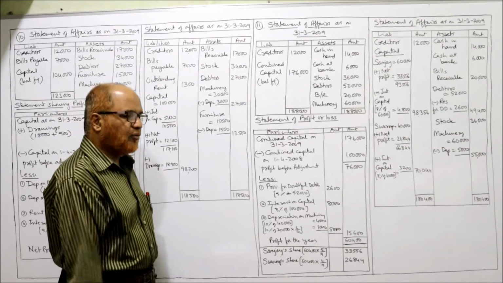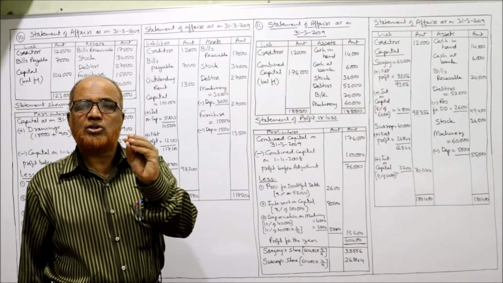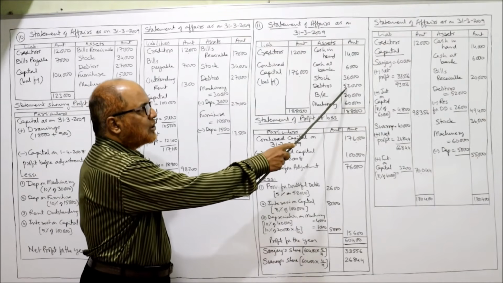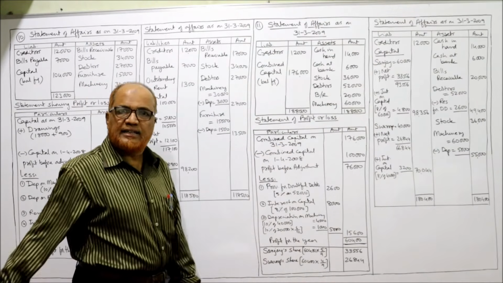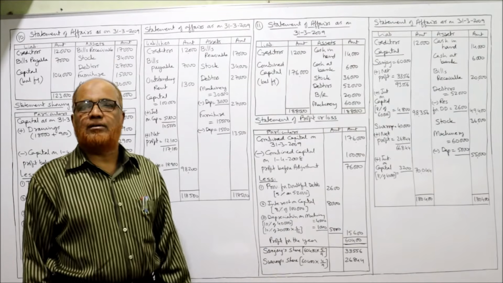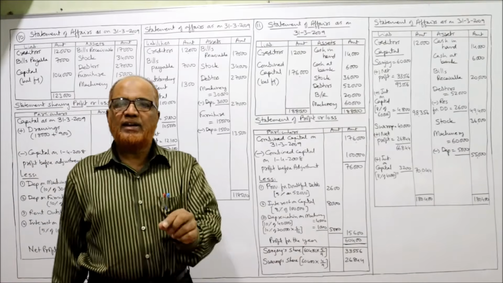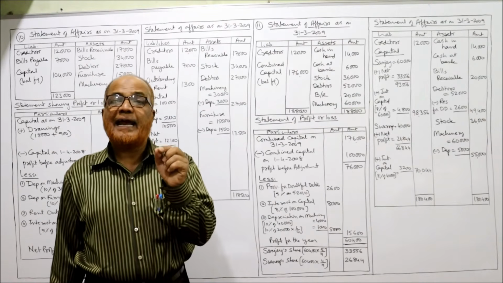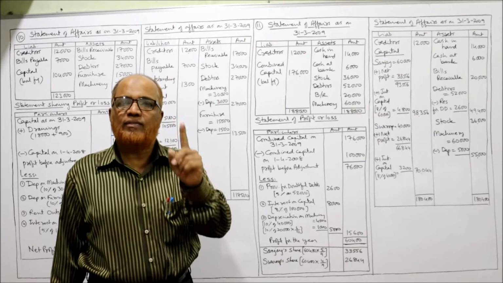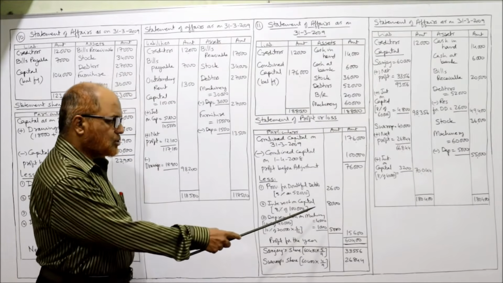First, provision for doubtful debts. It is given provision for doubtful debts 5% on debtors. How much are the debtors at the end of the year? 52,000. 52,000 are the debtors at the end of the year. So 5% of 52,000, 2,600. First adjustment. Second one, interest on capital. It is given interest on capital should be allowed at 8%. So what is the total combined capital at the beginning of the year? 1 lakh. So 8% of 1 lakh, 8,000.